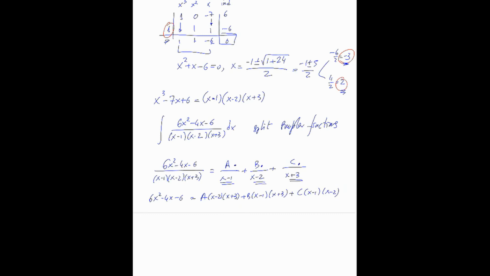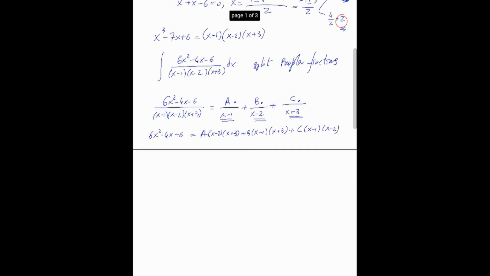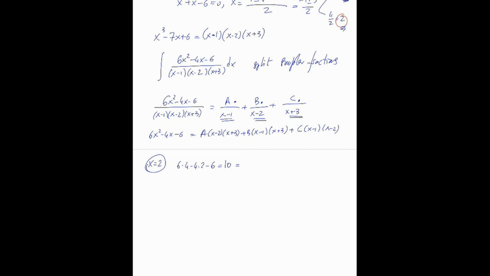And now we give values to x to find A, B, and C. So we make x equal to 2, for example, and x minus 2 will be 0. So first of all, here we get 6 times 4 minus 4 times 2 minus 6: 24, 4 times 2 is 8, 8 and 6 is 14, 24 minus 14 is 10. On the right hand side, the term of A is 0, the term of C is 0, so B times 2 minus 1, which is 1, and 2 plus 3, which is 5. So B equals 10 over 5 equals 2.